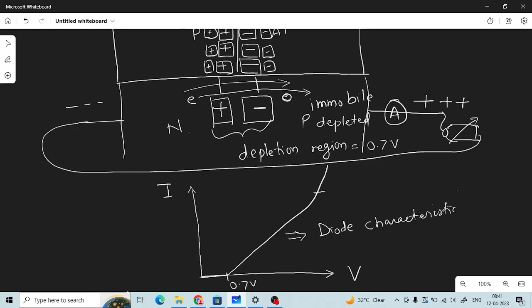So what do you mean by diode characteristic? Diode characteristic is the plot of current and voltage, and as the voltage increases, how the current is changing. Initially it will be 0 up to 0.7 volt, and then it will start increasing. Now this is about the forward bias.